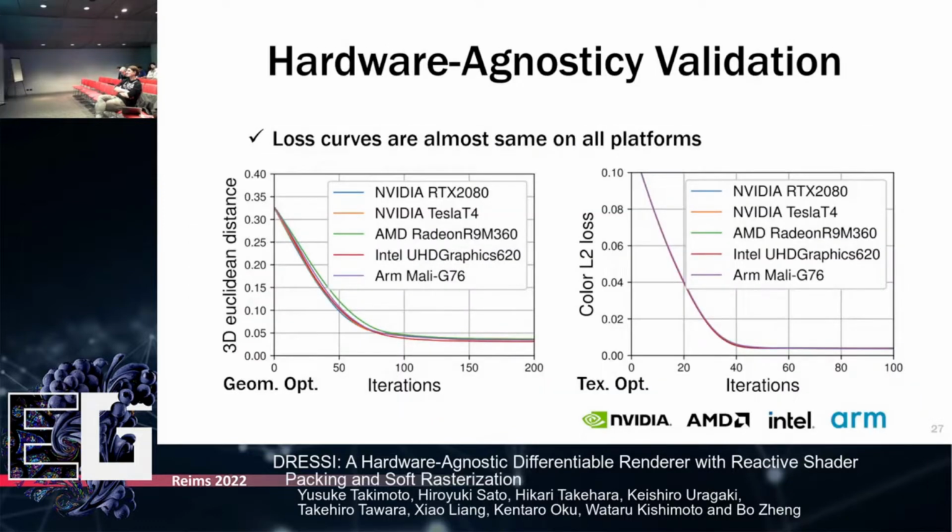We also numerically analyzed this optimization process. We plot the loss curves for geometry optimization on the left, and the loss curves for texture optimization on the right. We tested on NVIDIA, AMD, Intel, and ARM. You can find that all loss curves are almost similar. They all overlap almost perfectly. This indicates that our method is hardware agnostic.